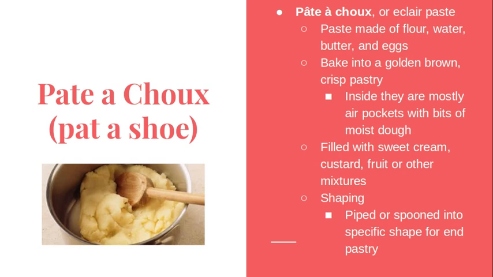But what is unique about this is that inside there's mostly air pockets with bits of moist dough. And so this dough has a lot of eggs in it, and so it's kind of eggy as well. You can fill it with whipped cream, sweet cream, custard, fruit, other mixtures. And you can shape this a lot of different ways. A lot of times it's going to be almost like how a drop cookie, the dough is just dropped onto the baking sheet. So you can do that with pate choux dough. Or more often, it's piped into specific shapes to get your end pastry.